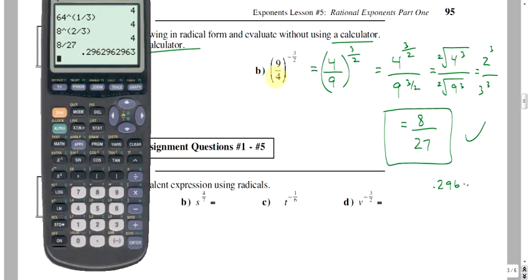This is a little trickier. Bracket 9 divided by 4, bracket, to the power of negative, bracket 3 divided by 2. Boy, that takes some talent to put that in your calculator. It's the same thing. Okay?